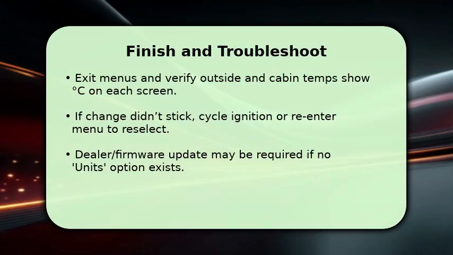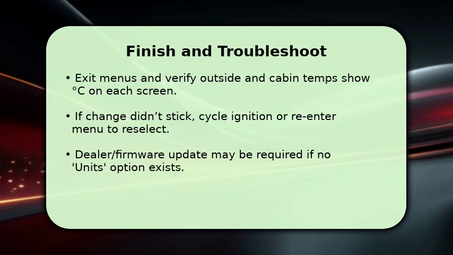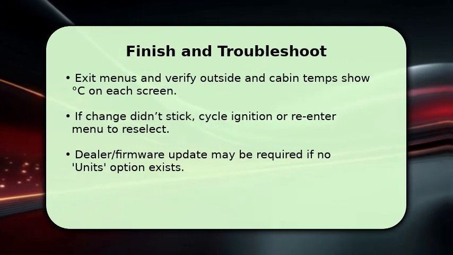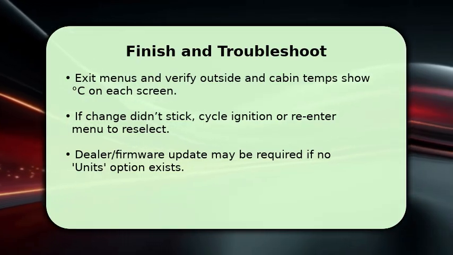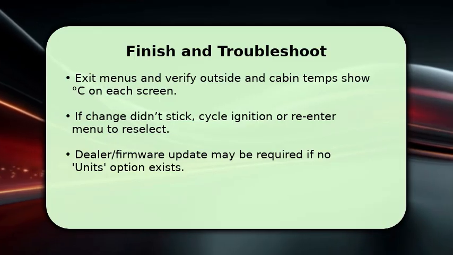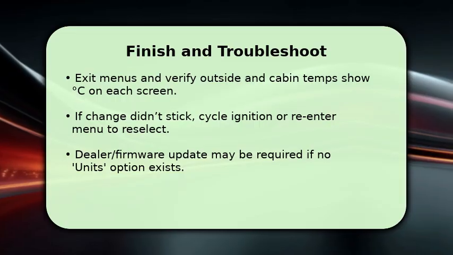Exit back to the main cluster and verify both outside temp and cabin readouts display degrees C. Once done, drive a short distance to confirm the change persists after ignition cycles. If the change didn't stick, make sure you completed the OK confirmations, then cycle the ignition and try again.